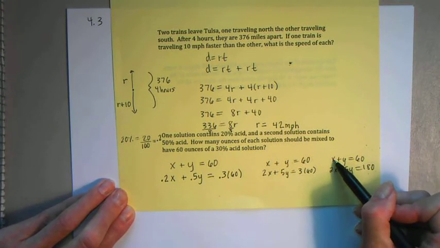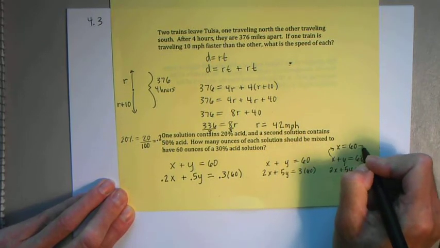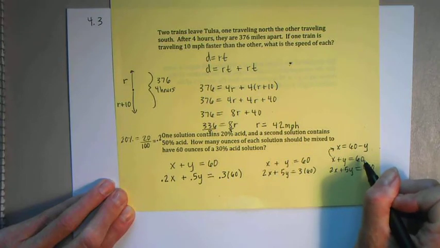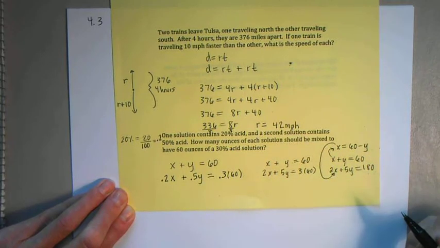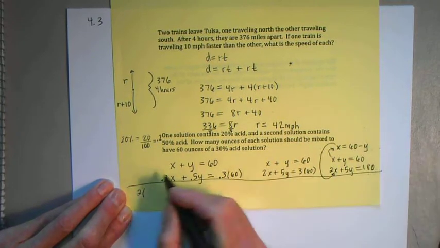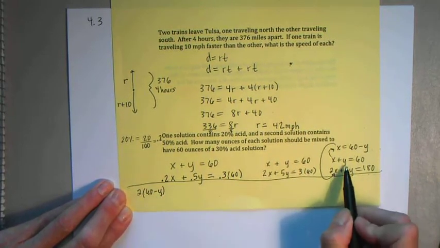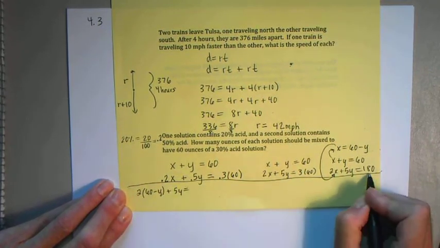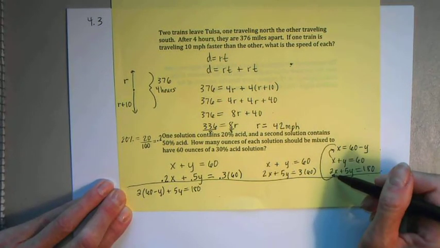So I'm going to go ahead right here and I'm going to solve for this x. So if I solve for that x, I get 60 subtract y, don't I? And then if you remember, when you do substitution, if you solve for x in this equation, you have to plug it in to the other equation. That's big. 2 times x, which is 60 minus y. And then I've still got plus my 5y, and I've still got equals 180. So we're just plugging this x value into the other equation.